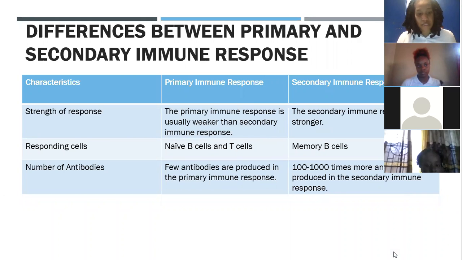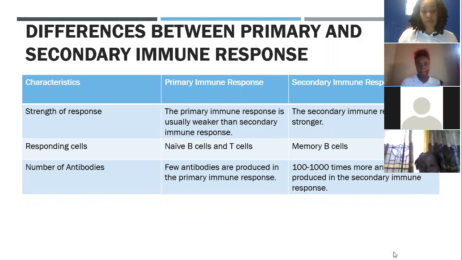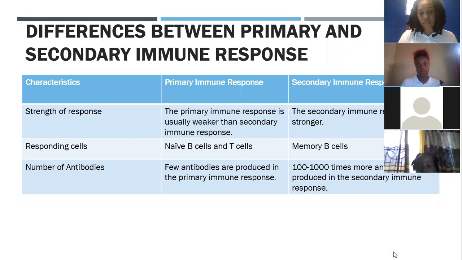For the strength of the response, the primary immune response is usually weaker than the secondary immune response. For the responding cells, the primary immune response has naive B cells and T cells, while the secondary immune response has memory B cells. For the number of antibodies, the primary immune response produces few antibodies, while the secondary immune response has 100 to 1,000 times more antibodies. That's it.